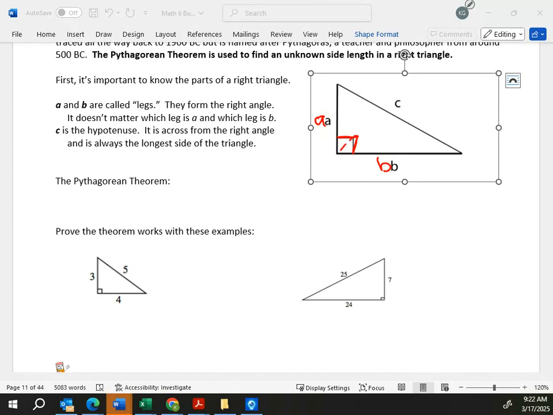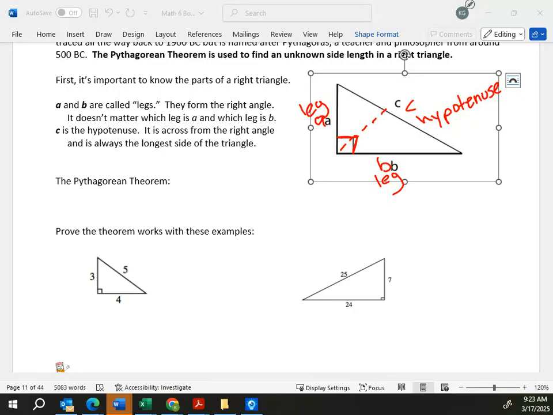Then across from that right angle is the C. So we have a leg and we have a leg. The side directly across from the right angle is always the C, and that is called our hypotenuse. So the hypotenuse is directly across from the right angle. So on the test, if you see a question that says, how do you know which one is the hypotenuse? You say it's the side that's directly across from the right angle.